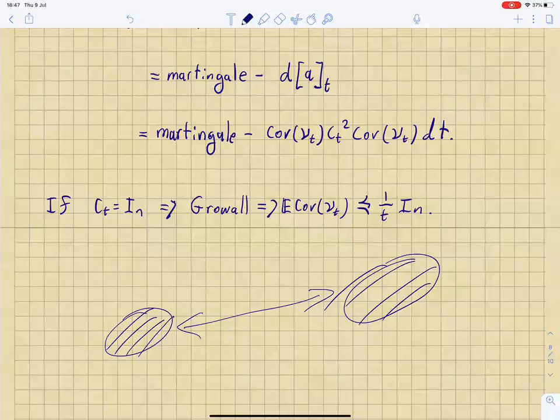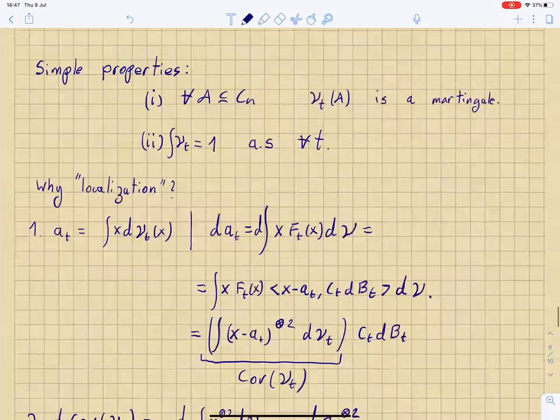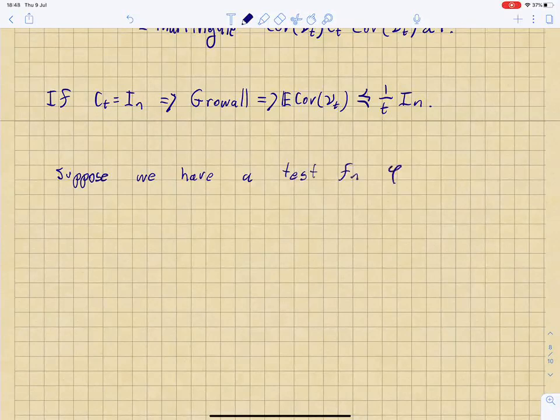Good. And now let's go back to this idea. Now suppose that in addition to the measure, we also have a test function phi, such that the integral of phi d nu is equal to zero. And I somehow want to keep the integral equal to zero with respect to my localization process. Well, this is actually not so hard, because now I'll just hand wave the calculations, but they're all very easy. I can look at the differential of the integral of phi with respect to nu t.